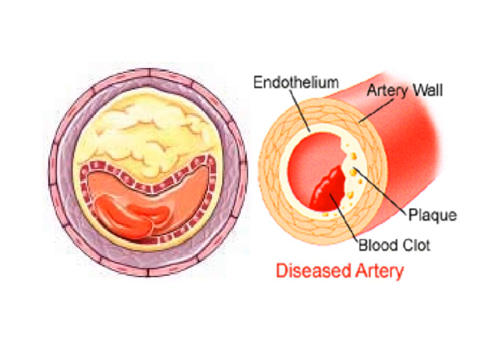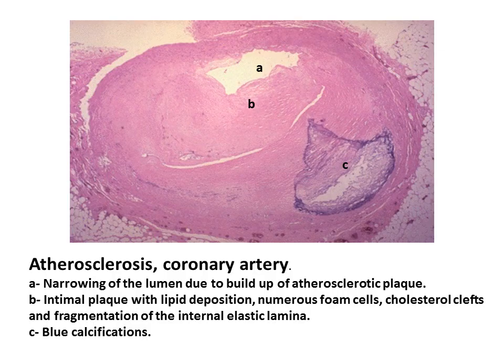Here we can see subintimal lipid deposition that is yellow in color, and reduction of lumen, showing blood content. Histological picture of atherosclerosis.